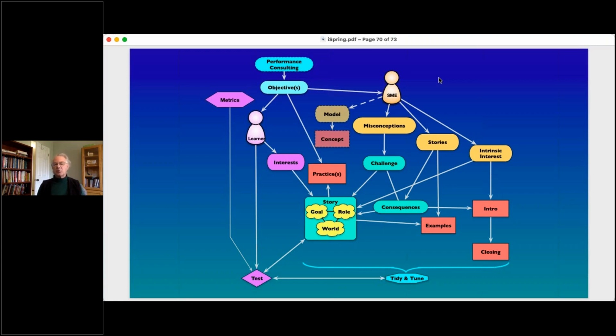So you take your regular process and you're going to do your performance consulting because you need a meaningful objective. It's got to be meaningful to the learner in two ways. The first thing is it has to be meaningful to them. They have to get it, but it also has to be a meaningful goal for the organization, and they will get that as well.